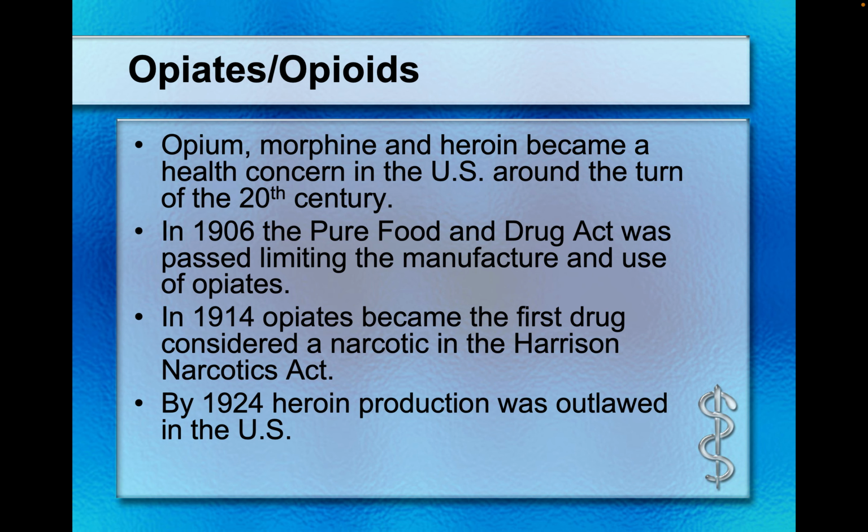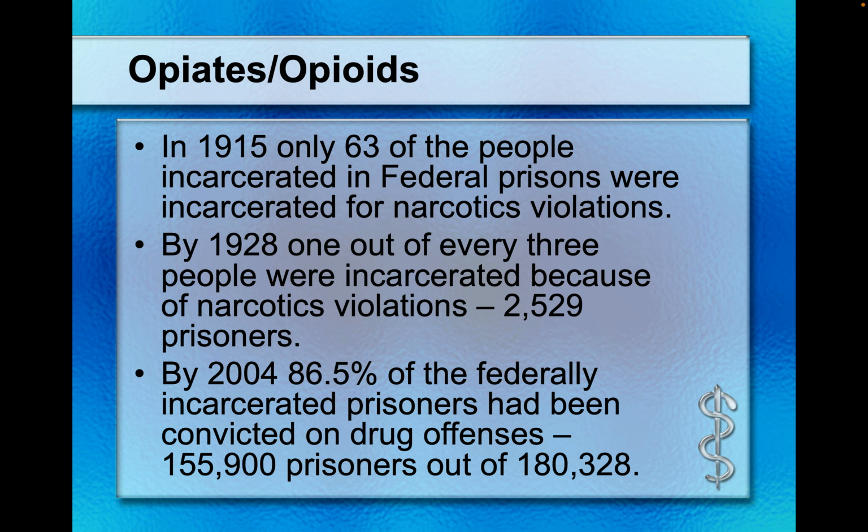Opium, morphine, and heroin became a health concern in the United States around the turn of the 20th century. In 1906, the Pure Food and Drug Act was passed limiting the manufacture and use of opiates. In 1914, opiates became the first drug considered a narcotic in the Harrison Narcotics Act. By 1924, heroin production was outlawed in the United States.